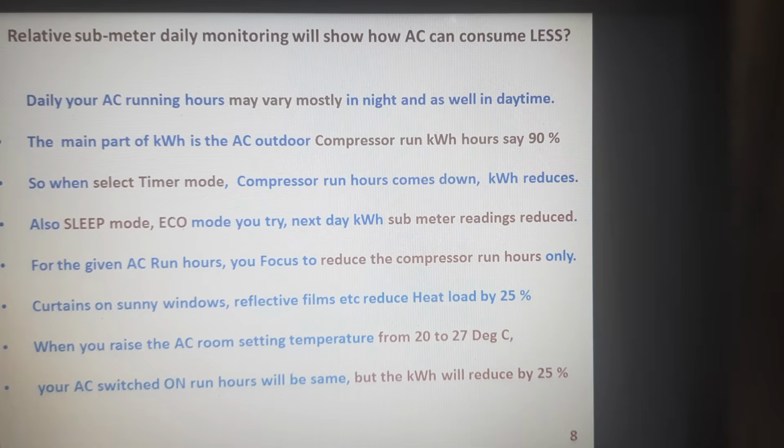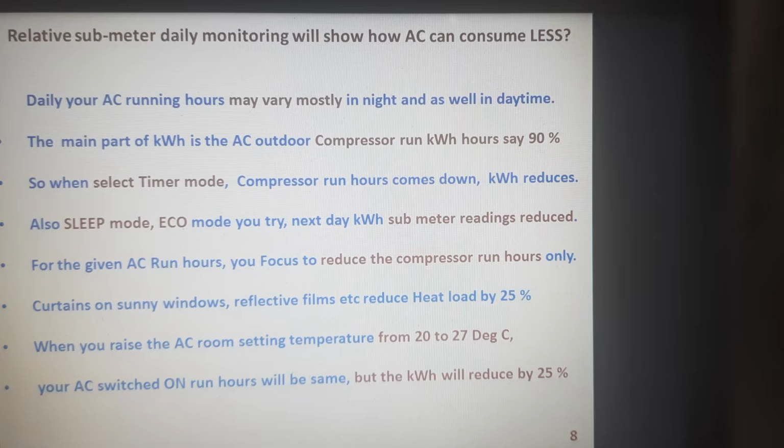So let us say you take the timer mode or sleep mode or eco mode in your remote and you run the AC for the night, the compressor run hours will come down and the kWh reduces. The submeter readings also reduce, you can see it on the next day itself. So for the given AC run hours, you focus on reducing the compressor run hours daily as such.